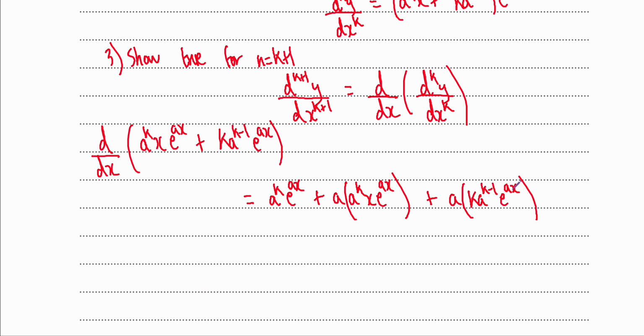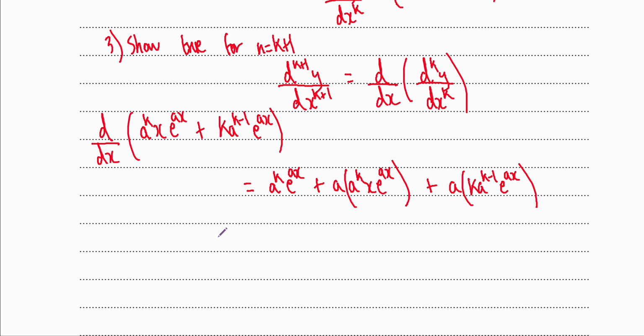Okay, so far so good, and we see e to the ax is common in all of them, so let's bring that out, let's factorize that. So we have e to the power ax, and now what do we have? We have a^k plus a^(k+1) x, because remember, we're multiplying a by a^k, which becomes a^(k+1), and then plus k times a^(k-1) times a is just going to be a^k.